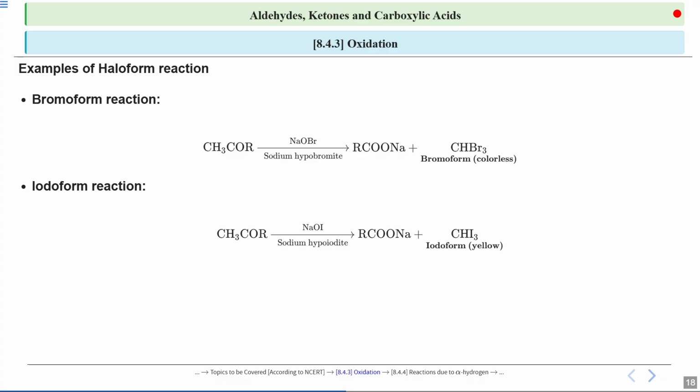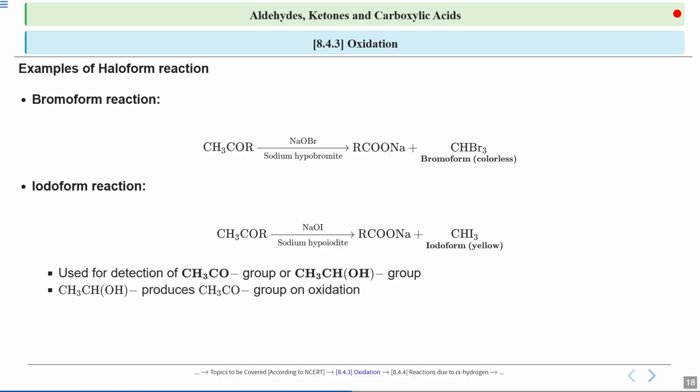Why? Because of the iodine. So, this is used to identify the presence of a CH3CO group or a CH3CHOH group in a compound. That means that the CH3CHOH group produces a CH3CO group upon oxidation. This means that the secondary alcohol, so this group over here, CH3CHOH, is a secondary alcohol. It can be converted into methyl ketones, which can be detected using the iodoform test.